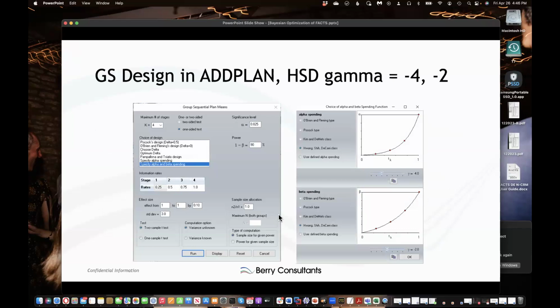I think we have some graphs. So here are the graphs of those two boundaries with this setup of 4 interims equally spaced. And this is the Hwang-Shih-DeCani amount of alpha spent at each interim with a gamma of -4. And here is the amount of, in this case, beta, because it's the futility boundary, spent with a gamma equal to -2. So as you can see, a little bit more aggressive, more stopping at the early interims than for success under the null.